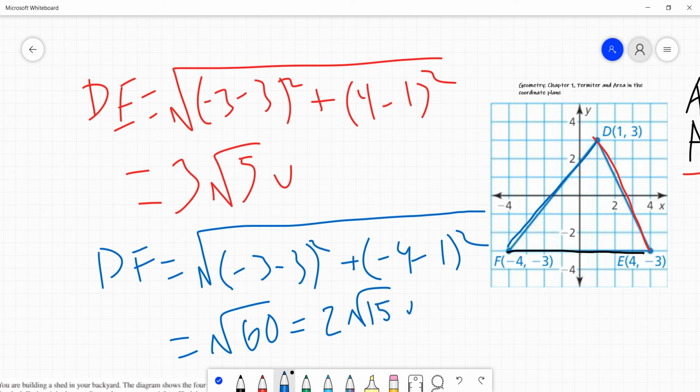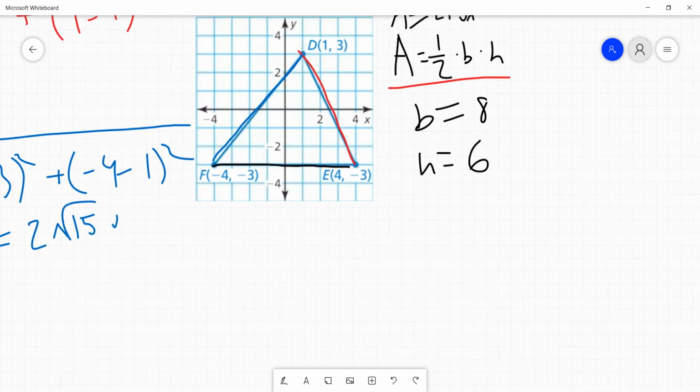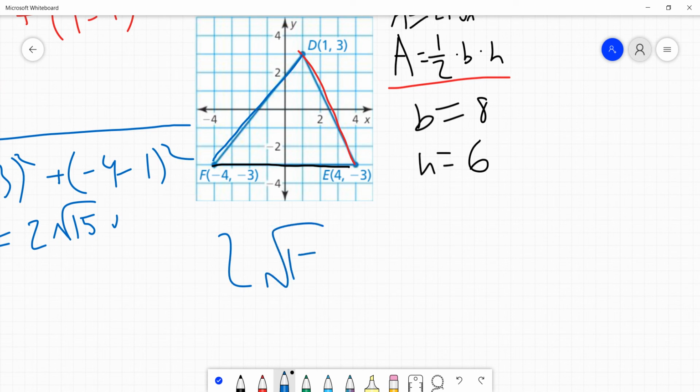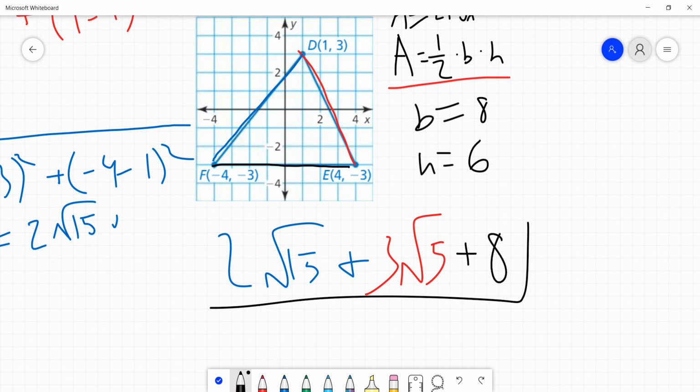So now I know that my 3 segment lengths are 2 root 15 plus 3 root, I think that's in red, right? 3 root 5 plus 8. This is the perimeter of that triangle over there.